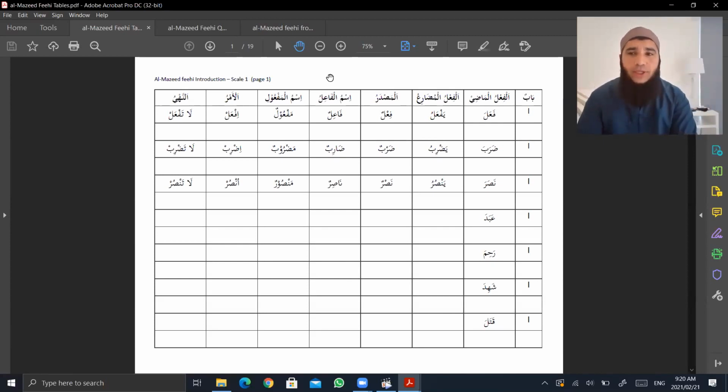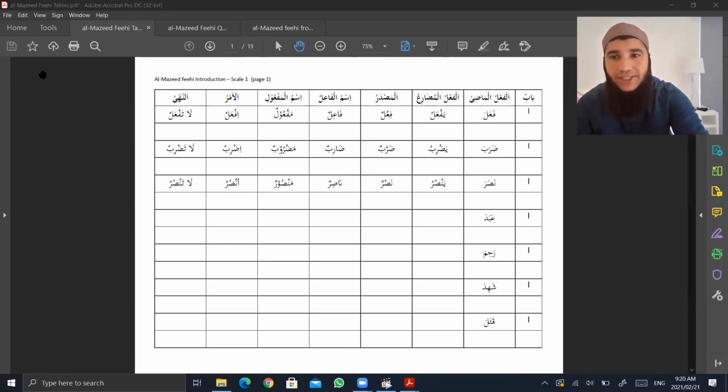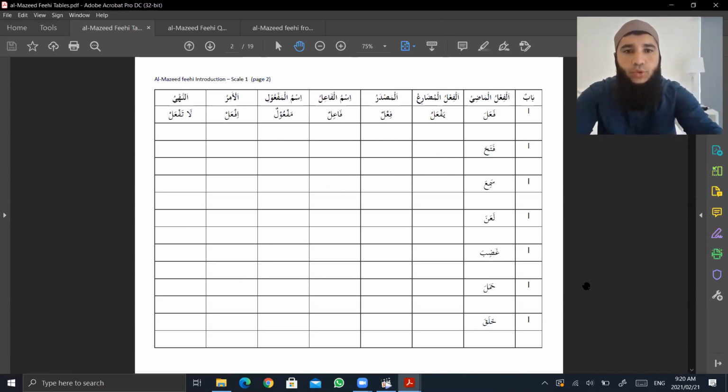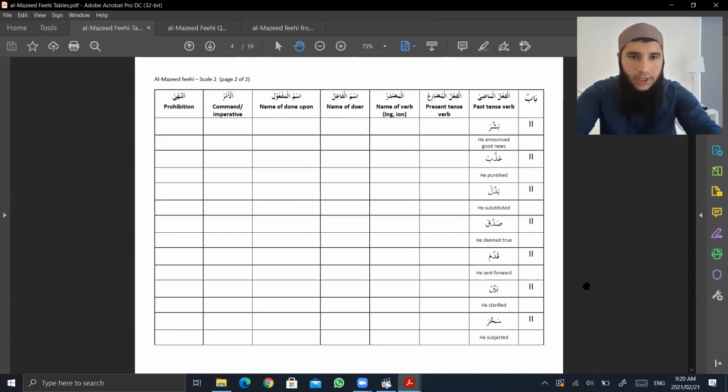In the first scale that we did, which is in fact scale number 2, the scale fa'ala yufa'ilu taf'ilan, we simply added a shadda, which is that we doubled up on the second root letter. And then we had some homework pertaining to that. So what we're going to do is we'll just look through that quickly, and then we will move on to the next scale, bi'idhnillahi ta'ala.